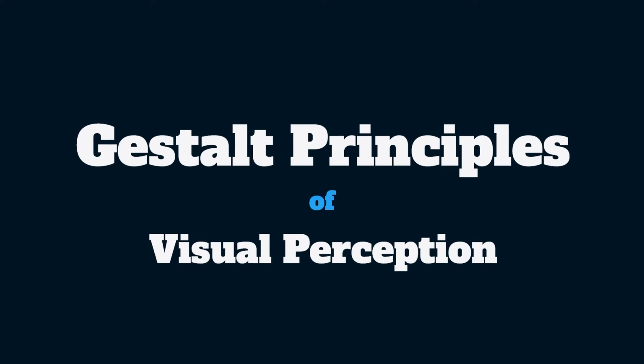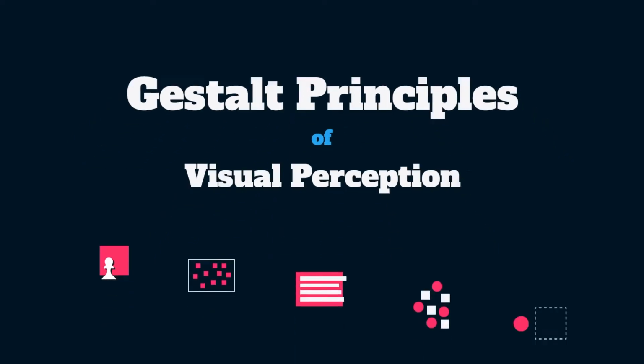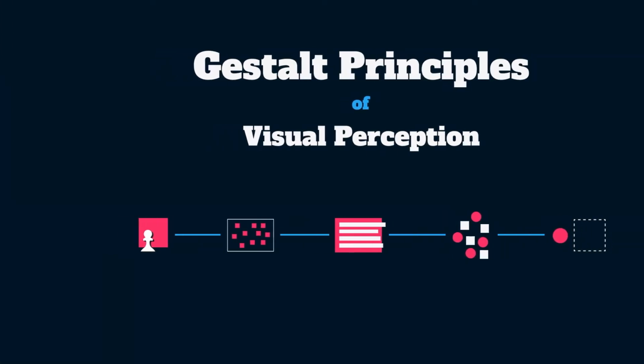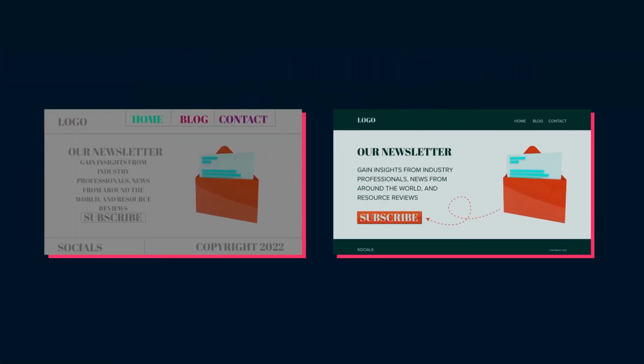If you've studied design at all or taken an art class, you've probably heard of the Gestalt Principles of visual perception. You might even have them memorized by heart, and even if you don't, there are plenty of great videos explaining what they are. But what you probably haven't seen is someone actually apply the principles to a bad design and turn it into a good design.